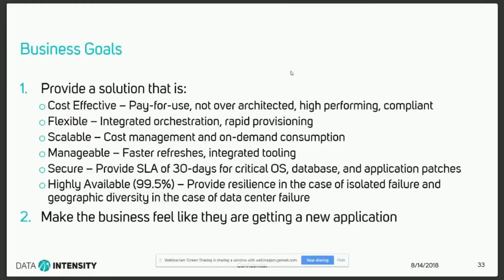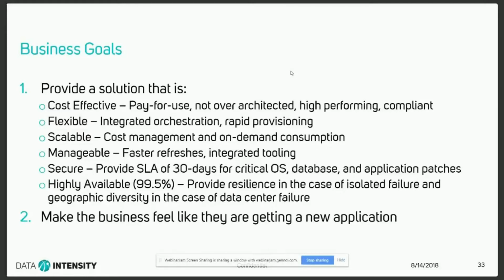So this customer was a rapidly growing organization, actively acquiring companies. They didn't want to have to buy licenses in advance. They wanted to be able to pay for use, but they did want something that was highly performing. They wanted something that was compliant, and something that they were going to be able to grow with. They wanted something flexible and scalable. They knew they needed a manageable solution that they didn't have to pay a lot of attention to. They wanted something secure and highly available.